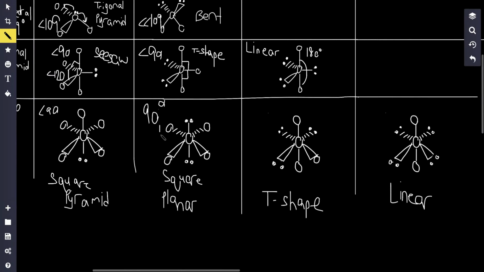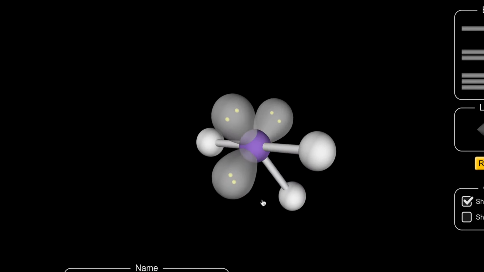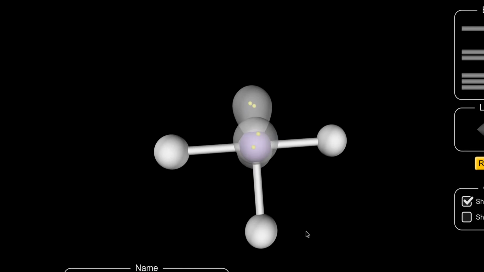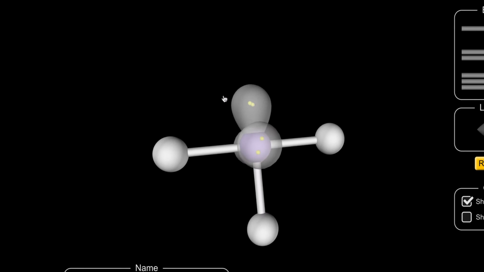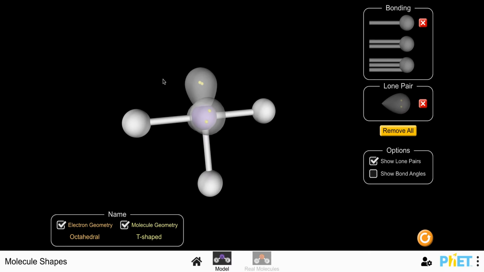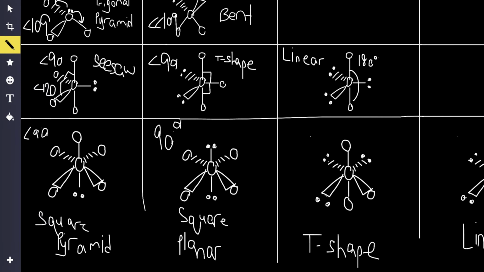Now, if we take away another atom, now we have a T-shaped molecule. Imagine if we just took one of the atoms in this square planar structure and replaced it. Well, if we removed one, now it's going to look like a T-shape, right? So there we go. That is going to be the T-shaped structure.